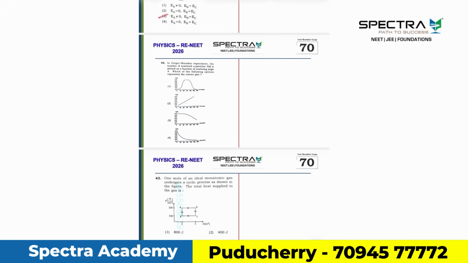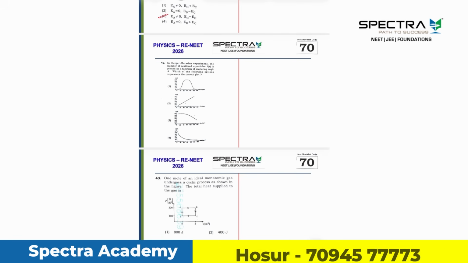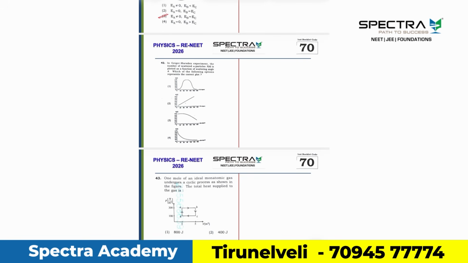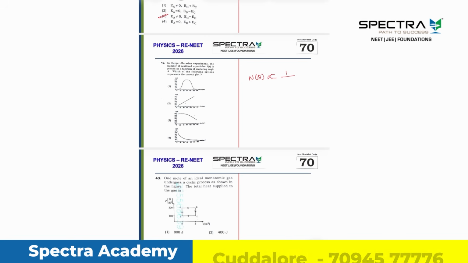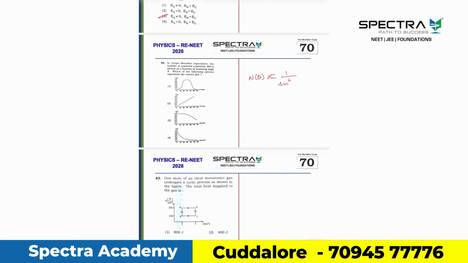In the Geiger-Marsden experiment, the number of scattered alpha particles N(theta) is plotted as a function of scattering angle theta. Which of the following options represents the correct plot? It is one of the standard NCERT diagrams here. So N(theta) is proportional to 1/sin^4(theta/2).